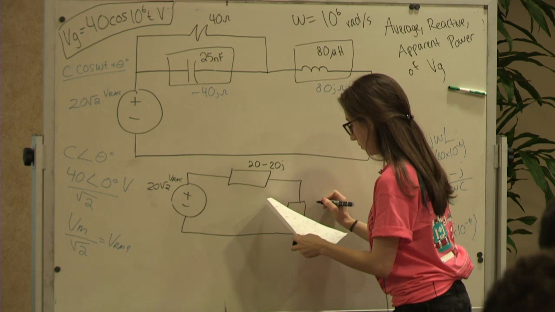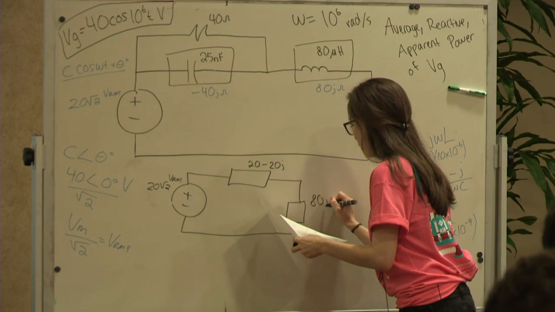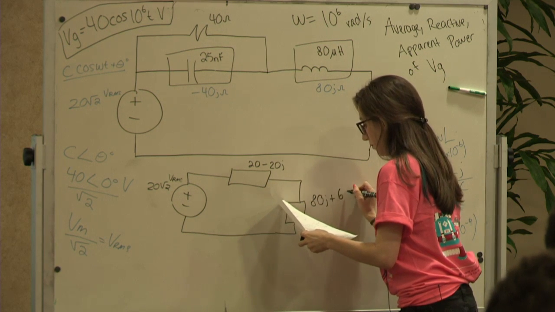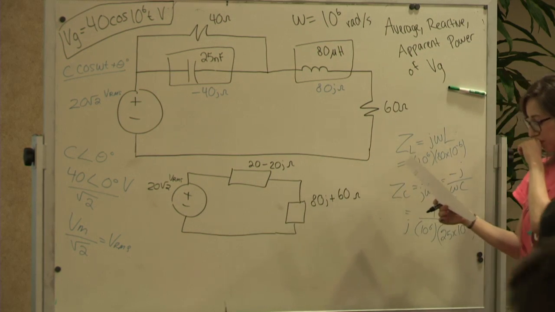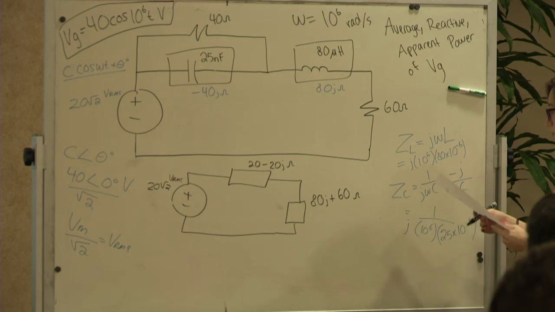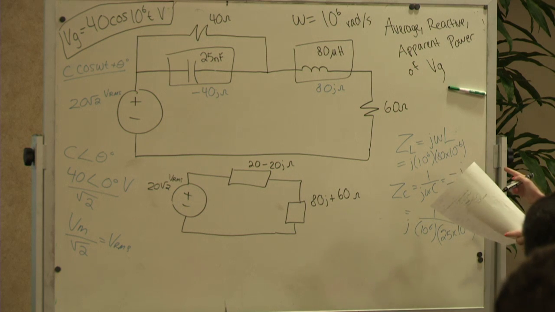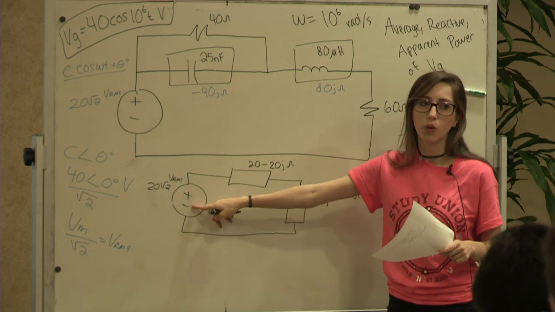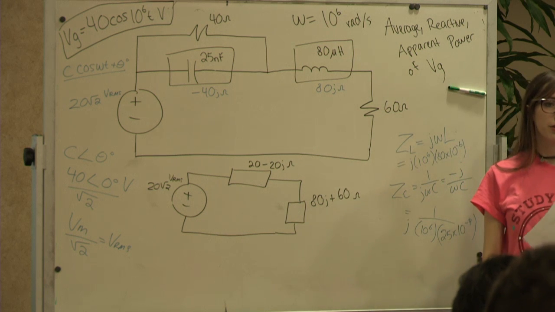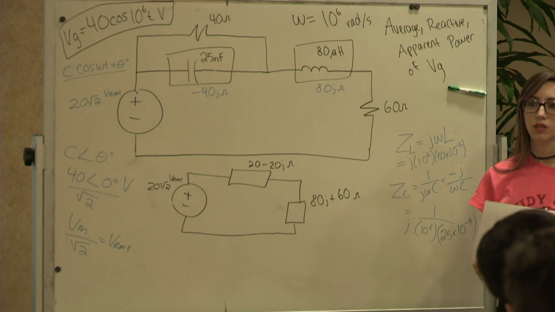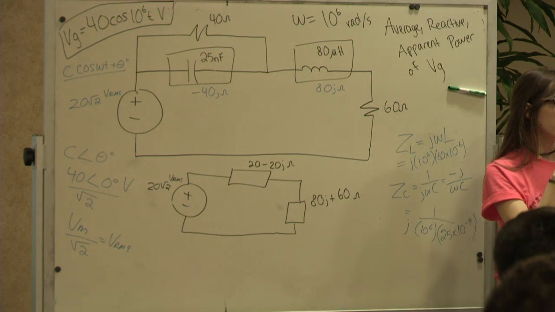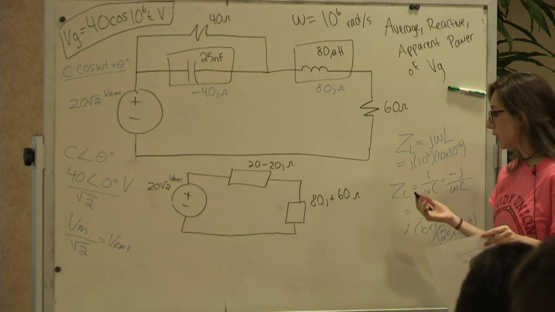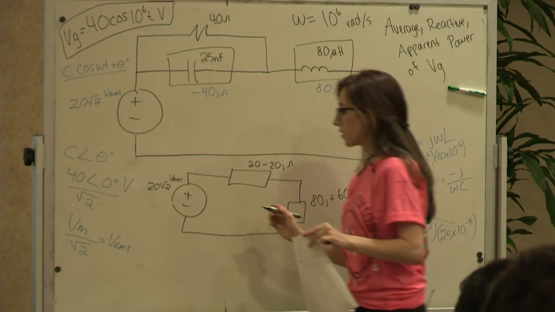And then this is going to be 80j plus 60, both in ohms. So for this, we want to find power. What's the only equation to find power at a source? It's just P equals VI, right? But in this case, P equals ZI. So that's the equation we're going to use.